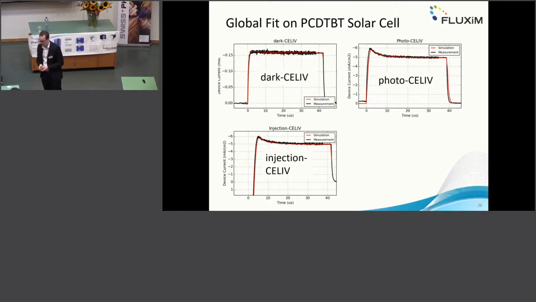And last but not least is CELIV. Also the CELIV here works quite nicely. What you see is that, first of all, there's no peak in the dark case, and in the light case there's only a small peak. And this small peak already indicates that in this device, in this material system, we have quite high recombination.